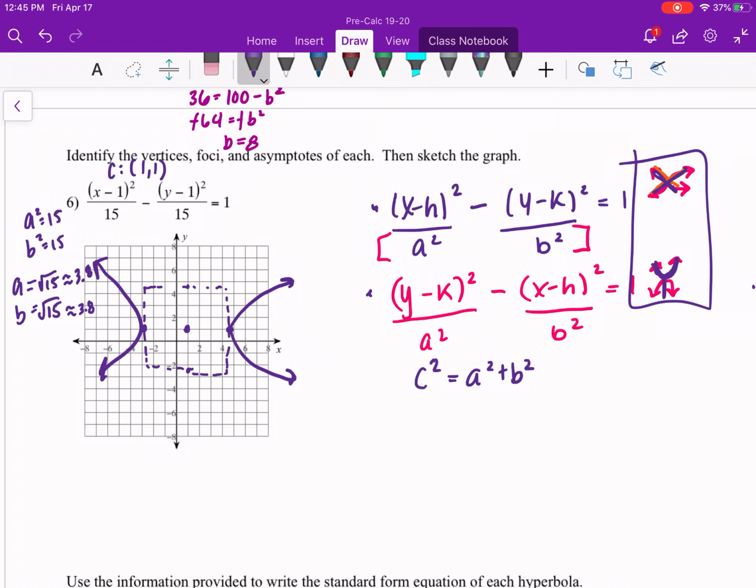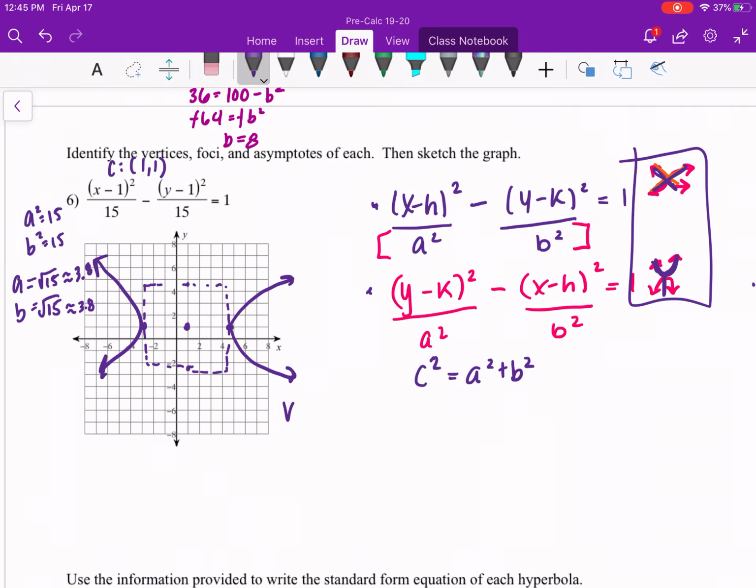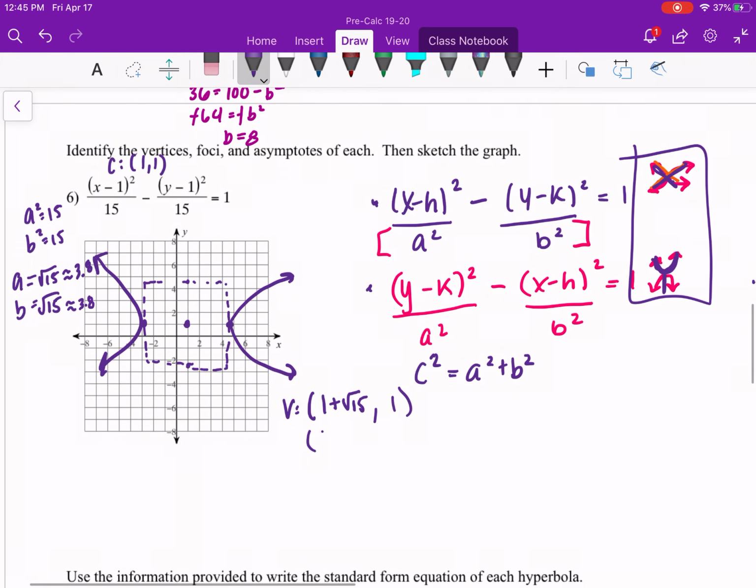And so it asks for our vertices, so let's go ahead and write them. Our vertices are all going to have the same Y coordinate because they're in a horizontal line. The way I'm going to write it, I'm just going to take the original coordinate and add the square root of 15, because that's when I went to the right, and it's got the same y coordinate. And then for my other one, I'm going to do 1 minus the square root of 15, because that's when I went to the left, and it's still got the same y coordinate.